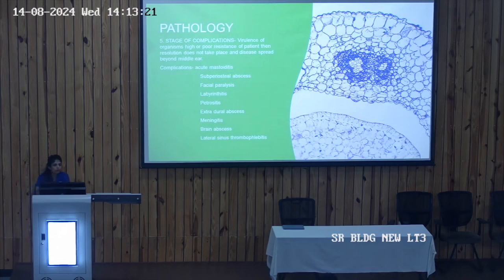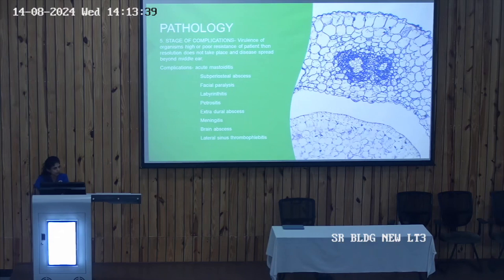Stage of complication depends on the virulence of the organism. If the virulence is high or the resistance of the patient is very poor, then the resolution stage does not take place and the stage of complication occurs. What happens basically in the stage of complication? The pus starts going into the mastoid air cells.